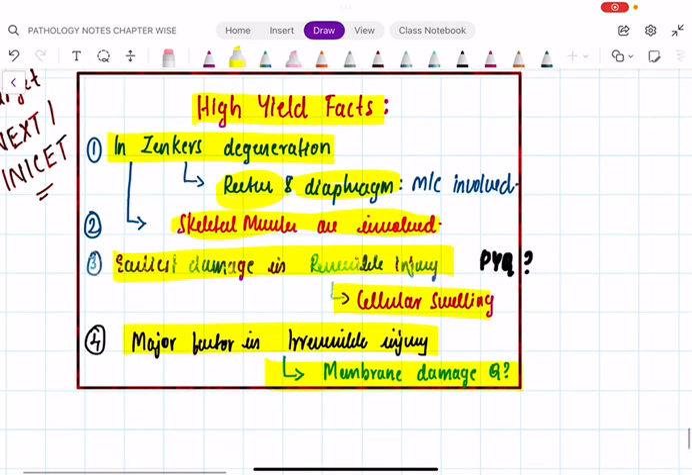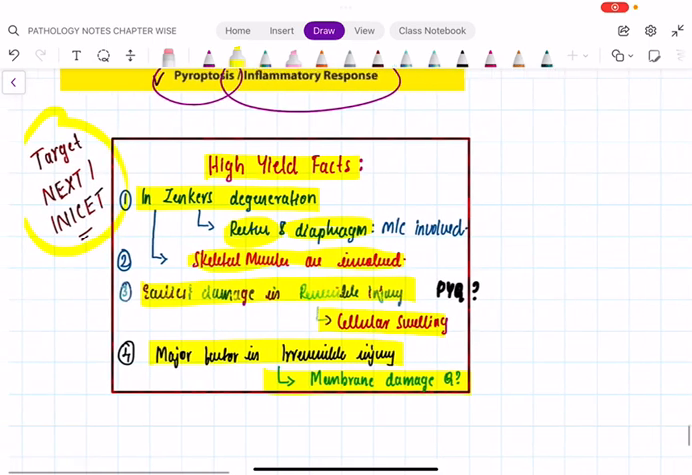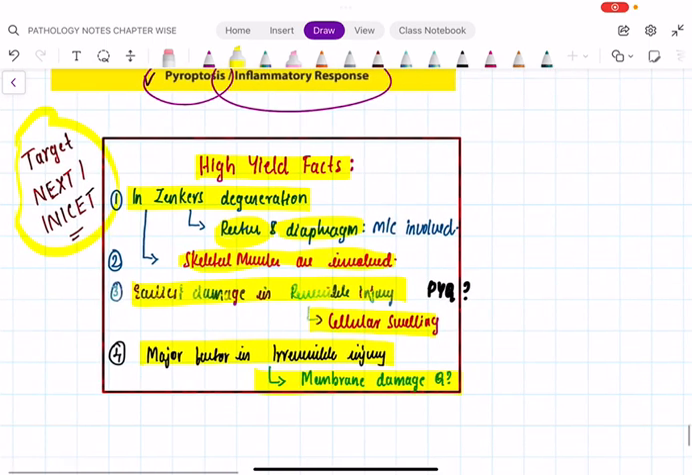Here comes the question, what is the earliest change in a reversible injury? Answer, I have told you, cellular swelling. Then what is the major factor in irreversible cell injury? It is membrane damage. I have told you 3 important ones: mitochondrial damage, membrane damage, DNA integrity loss. Out of that, the most predominant, the single best answer is membrane damage. These are some of the high yield facts for your NEXT and INICET exams. Please focus on that.